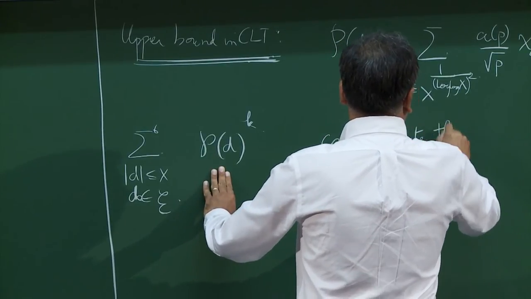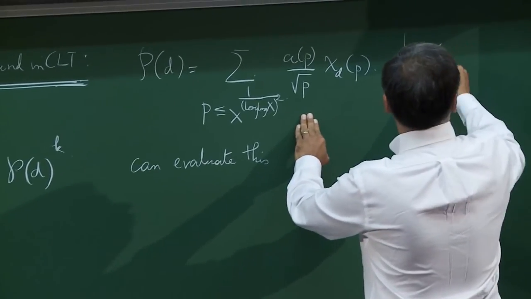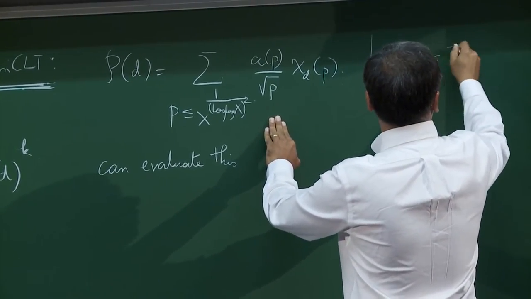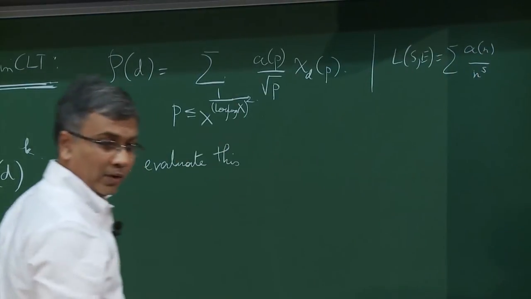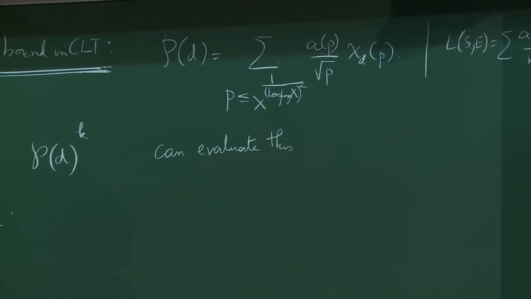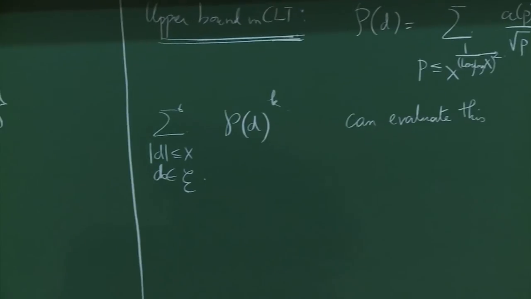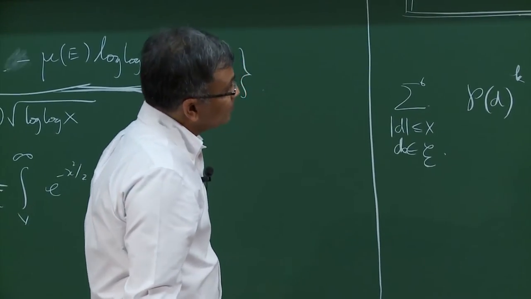A of P is a normalized point counter. So A of P is, I have my L function for the elliptic curve, which I'm going to write as the sum of A_m over m to the s. These are normalized in such a way that A of P is at most 2. It's the normalization. Okay.